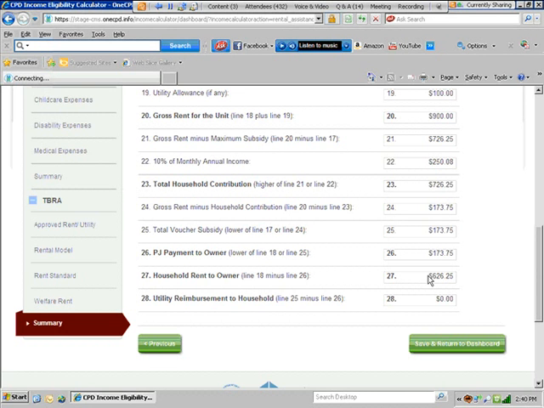Yep. Another question: I run a transitional housing facility for homeless families with children funded by HOME. Is this not covered by the calculator?